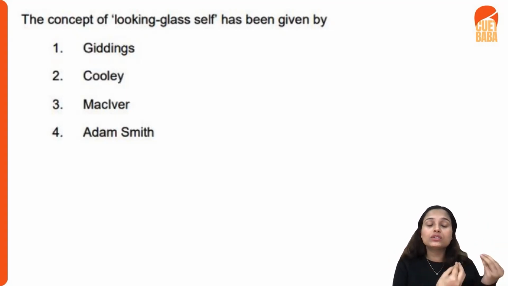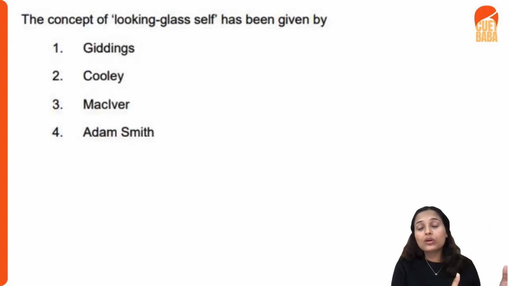I'm judging my value and worth based on how she is perceiving me. So the looking glass self is basically social interaction. He has termed this a mirror to society, a mirror to self. So this theory was given by Charles Horton Cooley, which is our second option.